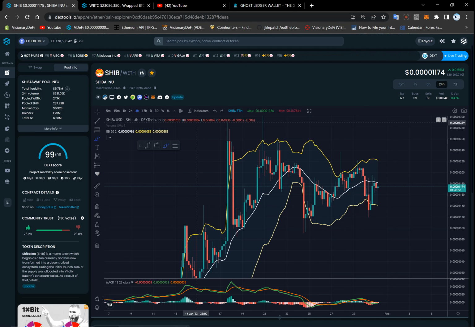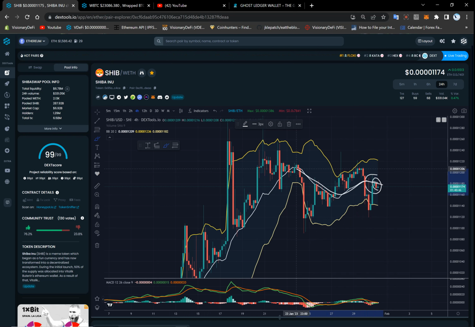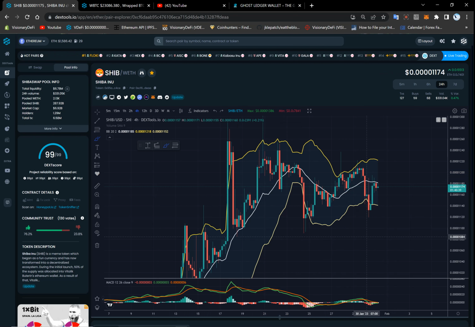So as you can see here on the 4 hour, Shiba is hitting resistance. It's hitting resistance at the moving average. The middle line is the moving average, or the trend line. You can call it the trend line or the moving average. Usually when price is coming up toward the trend line or the moving average, it's resisting, because this trend line is a support, and also it's a support at the same time.